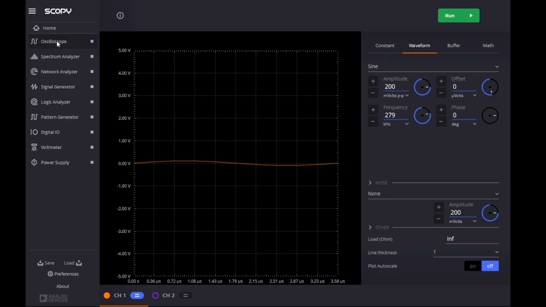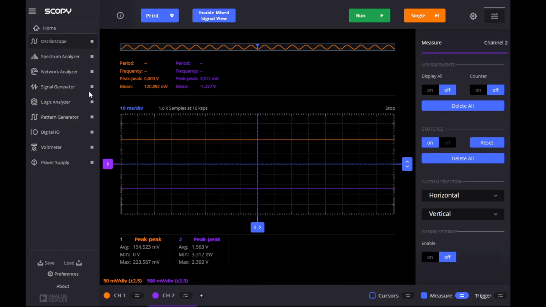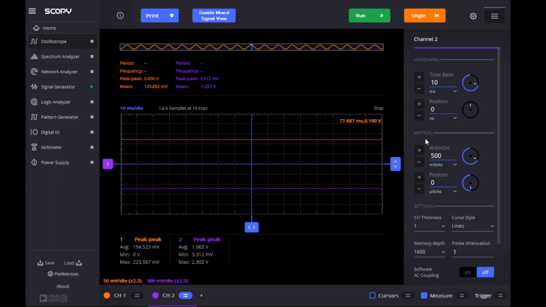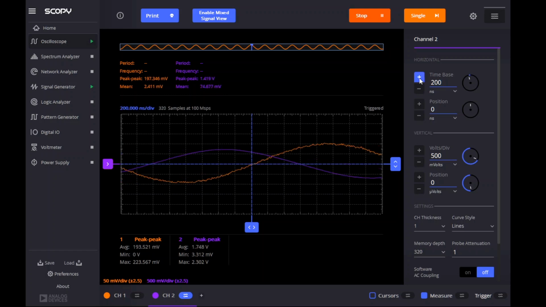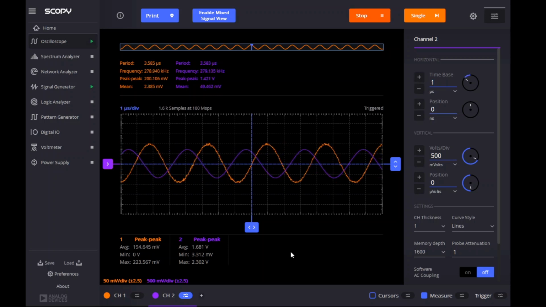And we can go back to the oscilloscope, start the signal generator again. And now we're going to have to adjust to be able to see this much faster waveform. The Scopy shows nothing. Okay, what's going on here? Oh, the oscilloscope isn't running. Okay, that's good. And so now we see the waveform pretty well.